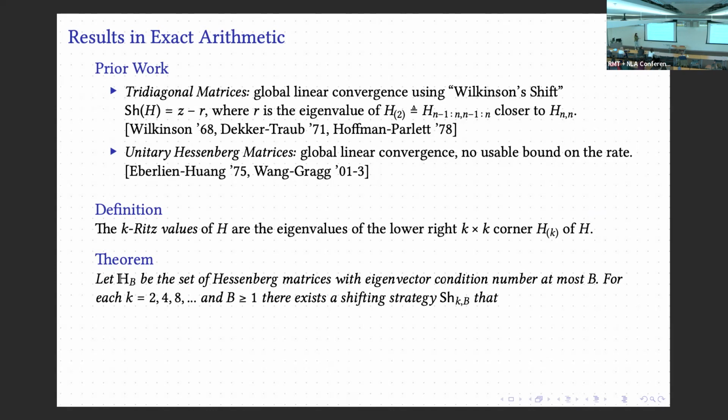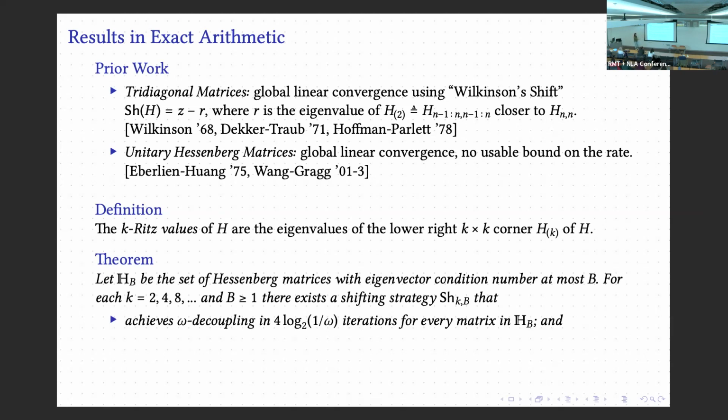The theorem says, okay, if you look at Hessenberg matrices with bounded eigenvector condition number, so well-conditioned, spectrally stable Hessenberg matrices, then there's a shifting strategy. In fact, there's a family of shifting strategies parameterized by some number k, the same k right there. And it has these two properties.